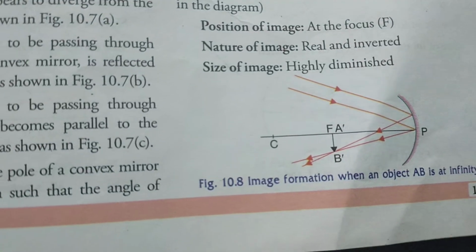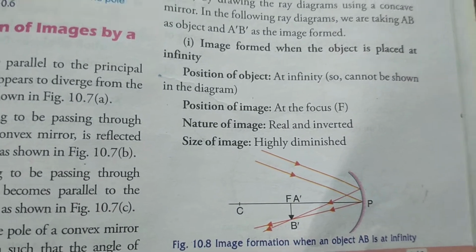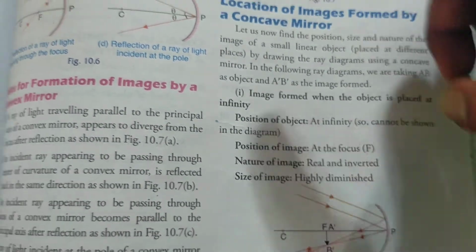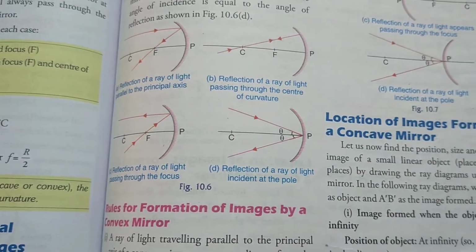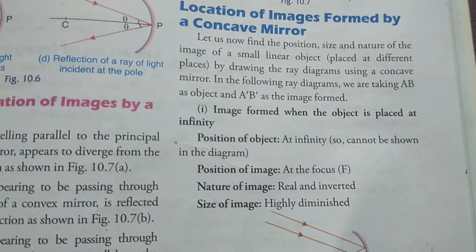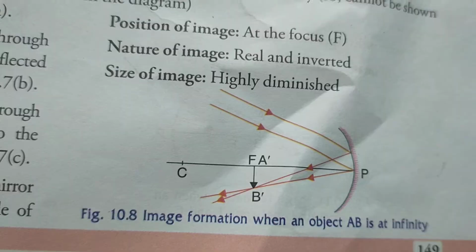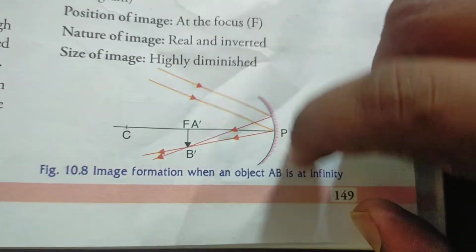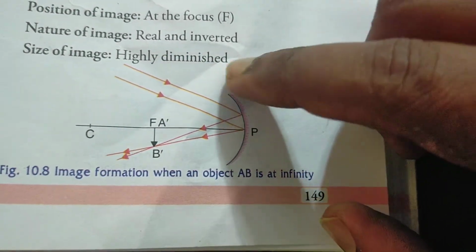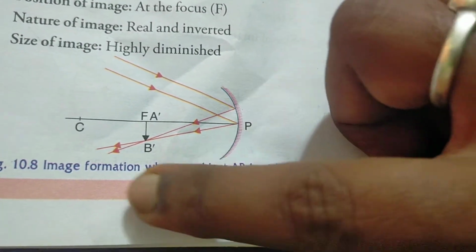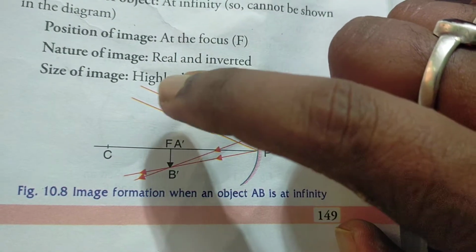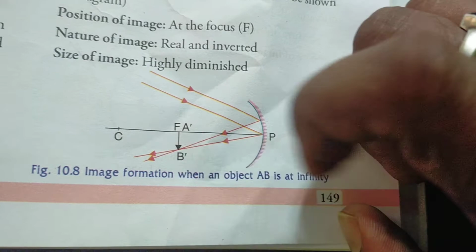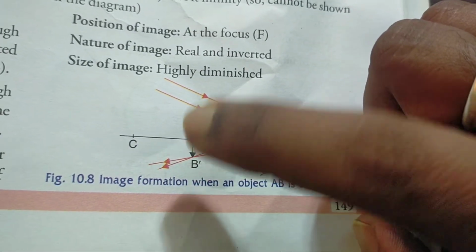So to find the location of images, we will use the rays and the rules we have learnt now. By these rules we will find the location of images formed by the object. First one is that when the object is at infinity, light travels to the concave mirror, and after reflection the rays form the image at focus. So when the object is at infinity, the image is formed at focus. This is diagram number 1.